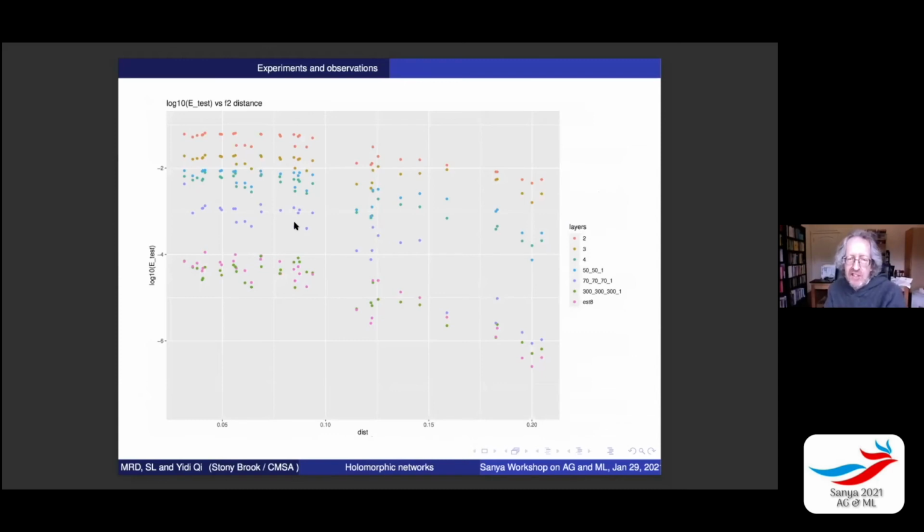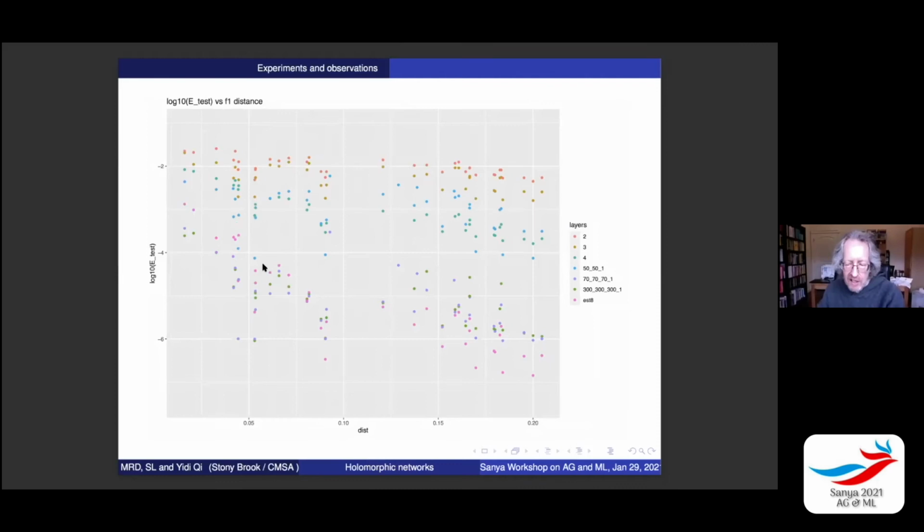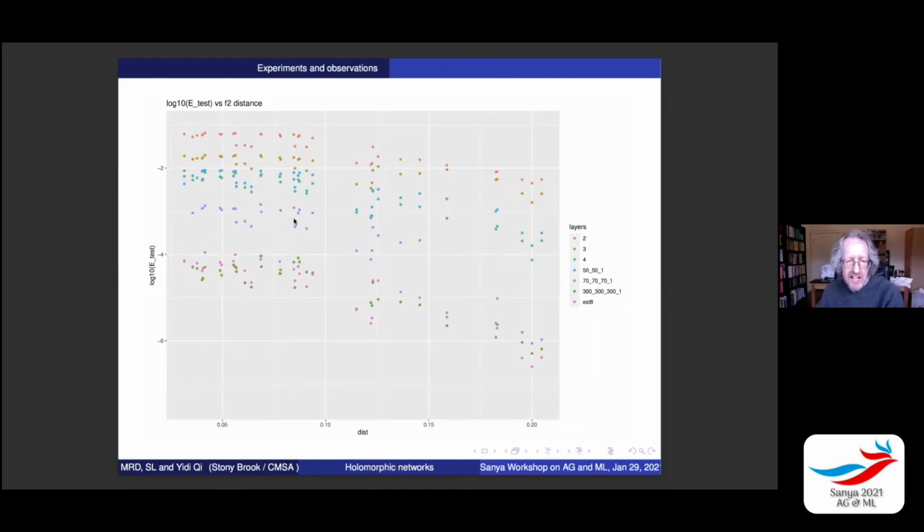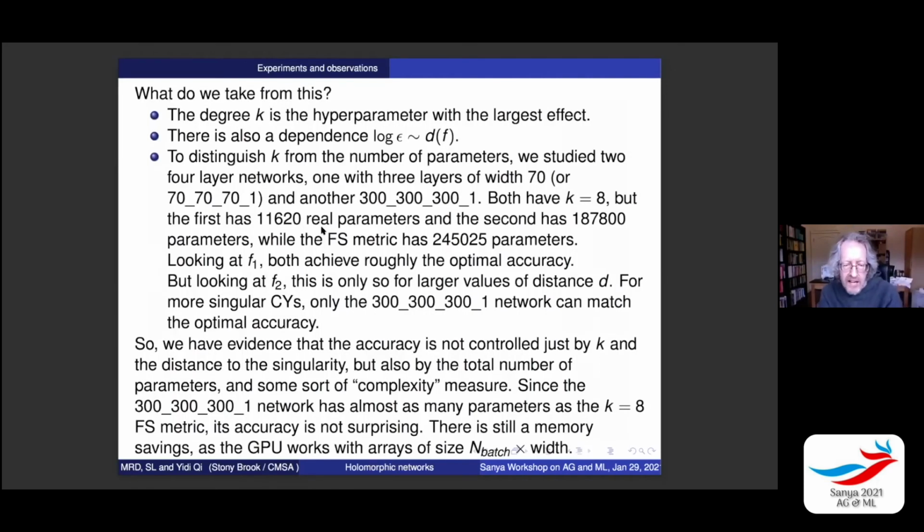The number of parameters is important because any of these networks would be able to produce structure on the length scale 1/8, length scale appropriate to degree 8. And so naively you would say, well, isn't that good enough to do as well as the Fubini-Study metric? But no, for F1, it does seem like it's good enough. But for this complicated F2, it's not good enough. And you do seem to need lots of parameters to get the optimal accuracy.